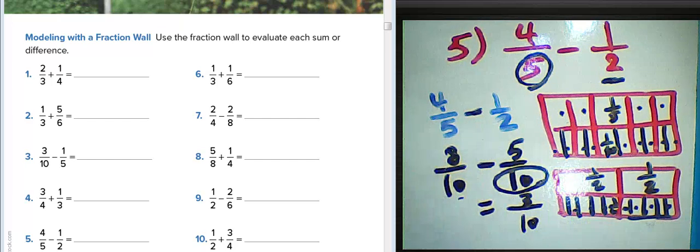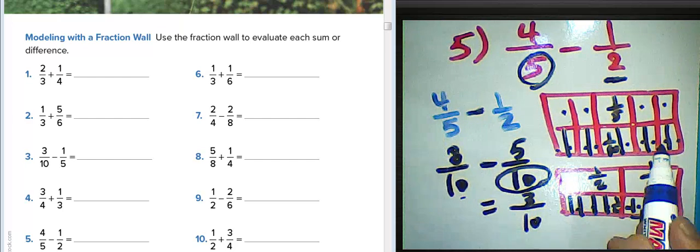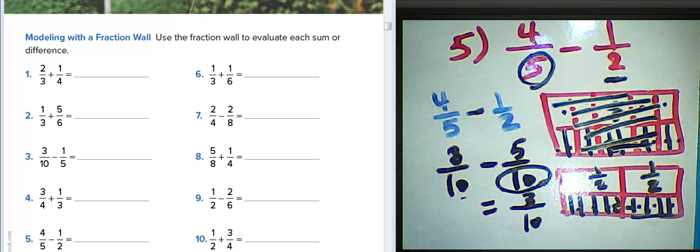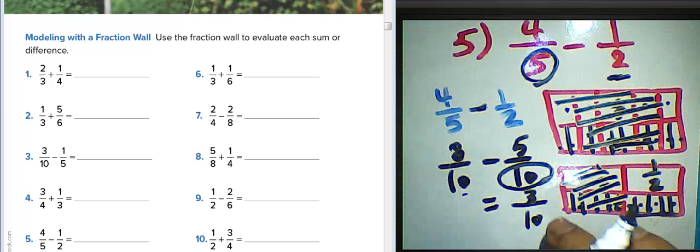We can choose here 8 over 10 or 4 over 5. 1, 2, 3, 4. We must color this part. And 5 over 10 here. And then we can cancel this. Result will be 3 over 10. It's about question number 5.